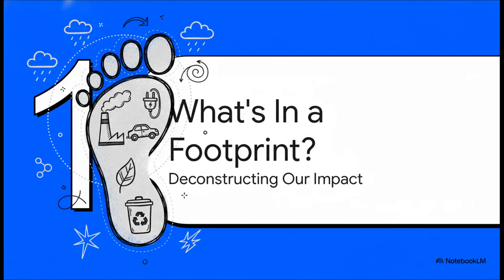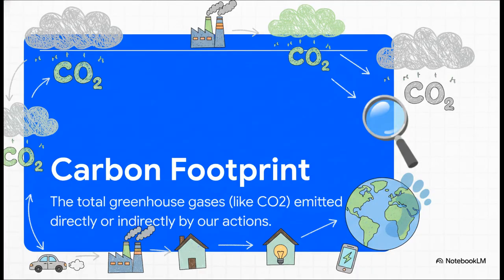All right, so first things first, when we talk about a footprint, what are we even measuring? Let's deconstruct it and see what it's really made of. Okay, here's the textbook definition. It's the total amount of greenhouse gases, and yeah, carbon dioxide or CO2 is the big one, that are created because of our actions. But the most important words on this slide are directly or indirectly. Let's break that down because it's a huge deal.